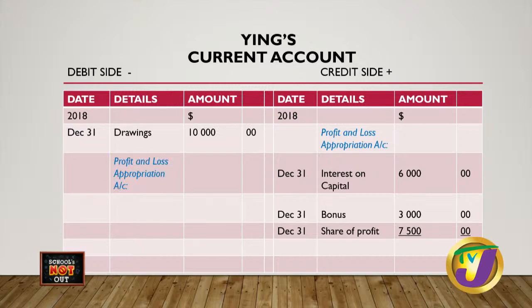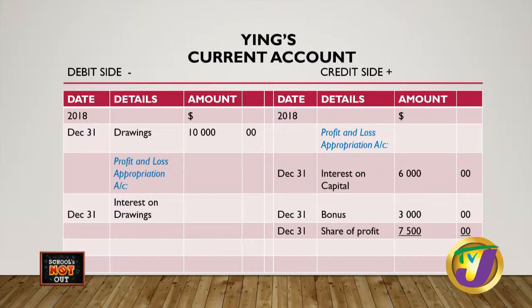If we go to the debit side of the current account, we're now expecting to see the debit items on which side of the profit and loss appropriation account? Yes, we would be expecting to see items that fall on the debit side of the current account on the credit side of the appropriation account. Good, you're learning. So therefore, interest on drawings. Ying had taken out basically a drawings figure of $10,000.